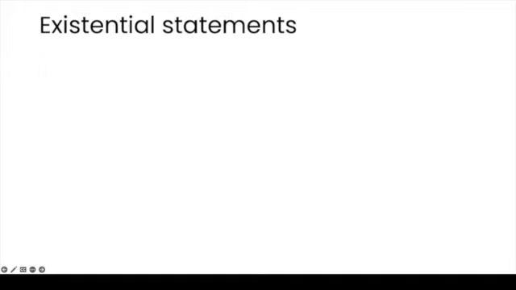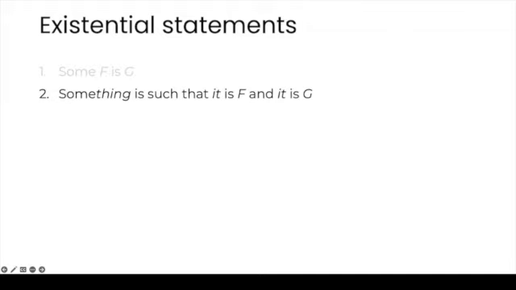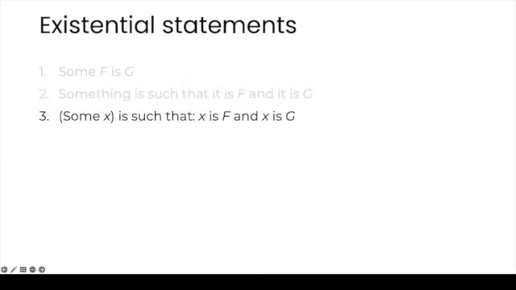Let's start by applying these steps to existential statements. Okay, so we have "some f is g." We could also start with "there is an f that is g," which is another typical existential statement. But let's start with "some f is g." The first step is that we rewrite it with the "is such that" phrase. Notice that I'm emphasizing in italics the words that are eventually going to be substituted by variables. Then you have this sentence: "Some x is such that x is f and x is g."